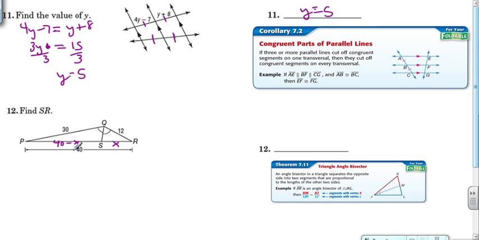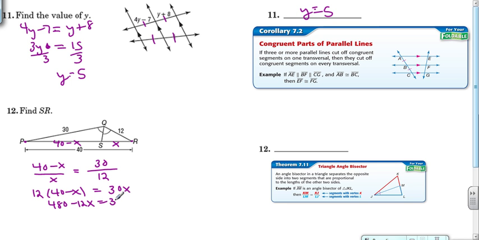So basically, I can compare the fact that QS cuts PR into two parts, so I can compare 40 minus X to X in the same way that I can compare, and then I'm going to put the 30 on the top because it meets the 40 minus X at point P. I'm going to put the 12 on the bottom because it meets the X at point R. And then I cross multiply. 12 times 40 minus X equals 30 times X. So this is going to be 480 minus 12x equals 30x.